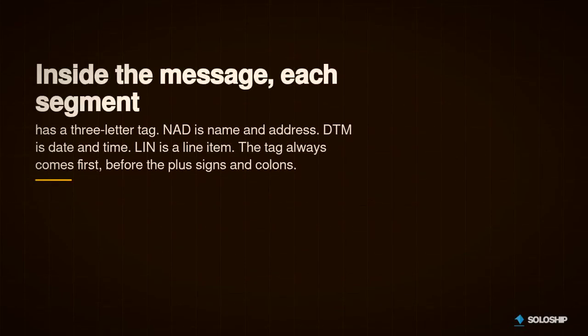Inside the message, each segment has a 3-letter tag. NAD is name and address. DTM is date and time. LIN is a line item. The tag always comes first, before the plus signs and colons. Read the tag and you already know the category of data you are looking at.